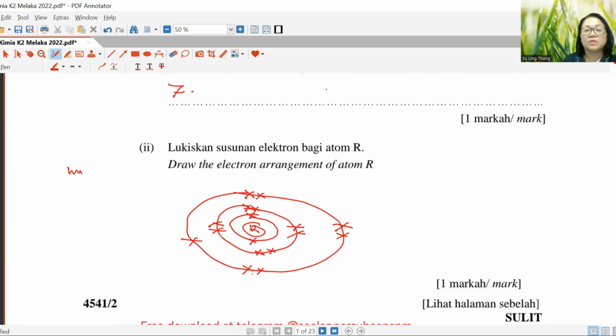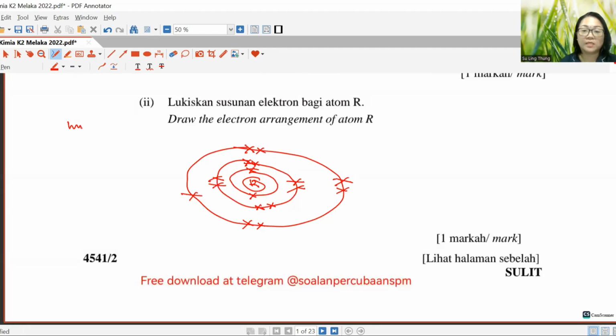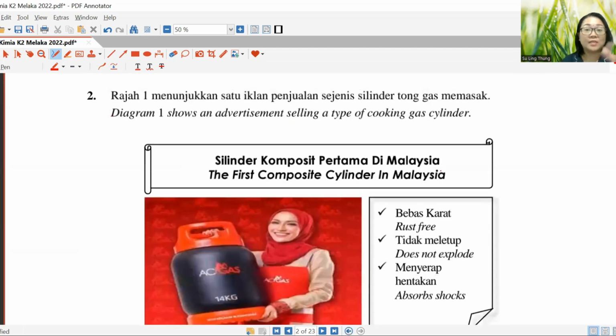Next, draw the electron arrangement of atom R. When you draw the electron arrangement, you have to make sure R is circled to indicate that R is the nucleus of the entire atom. Then only do you start drawing the electrons. Basically, the electron arrangement of atom R is 2.8.7. Now that's for question 1.